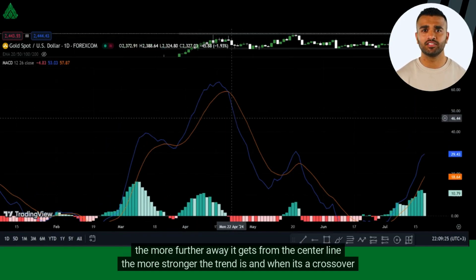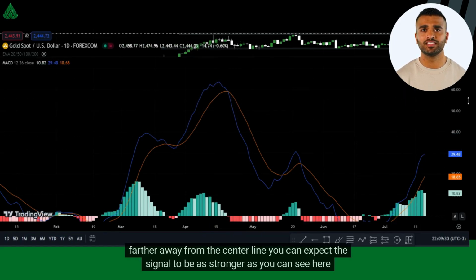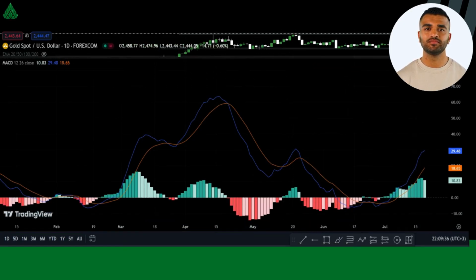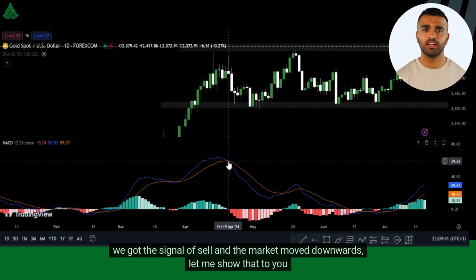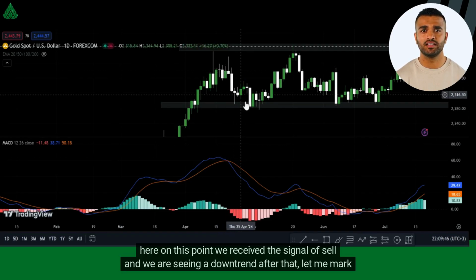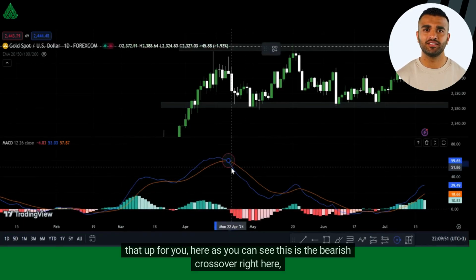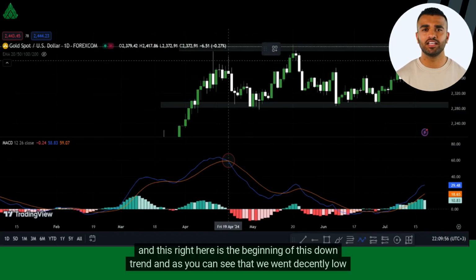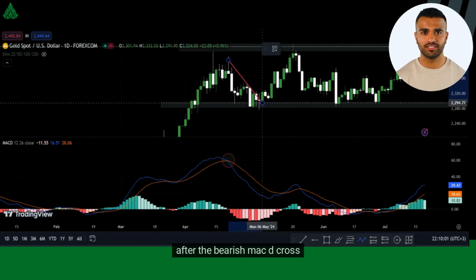The further away it gets from the center line, the stronger the trend is. And when it's a crossover farther away from the center line, you can expect the signal to be stronger, as you can see here. We got the signal of sell and the market moved downwards. Let me show that to you. Here on this point, we received the signal of sell and we are seeing a downtrend after that. Let me mark that up for you. Here, as you can see, this is the bearish crossover right here. And this right here is the beginning of this downtrend. And as you can see, we went decently low after the bearish MACD cross.